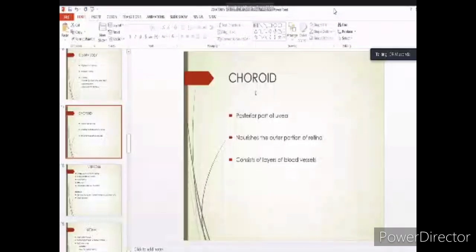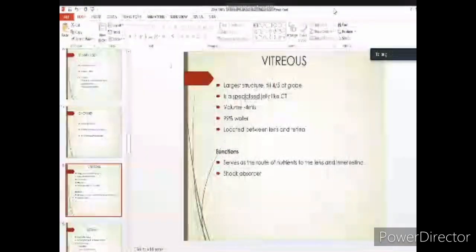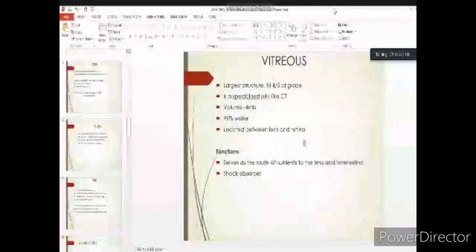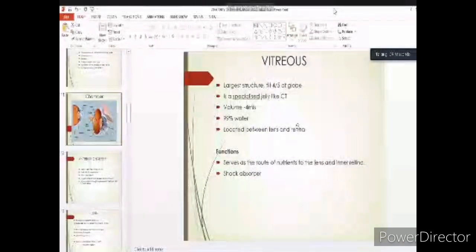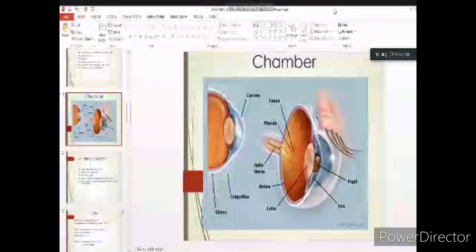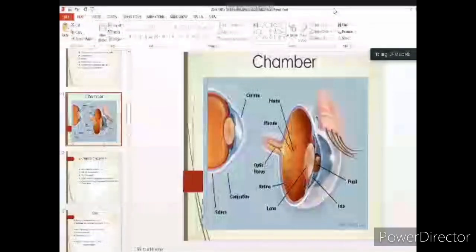Vitreous, the largest structure. It is gel-like in children, but in adults, slowly it becomes fluid. Vitreous is in here. It fills up this whole space. That is called the vitreous body. And what is contained in there is called the vitreous humor. So that's the structure we are discussing.